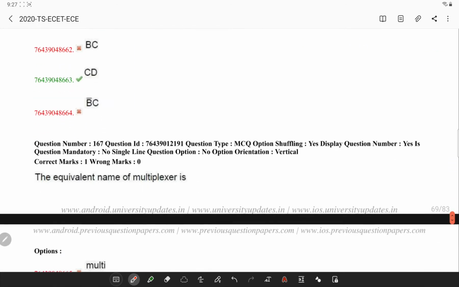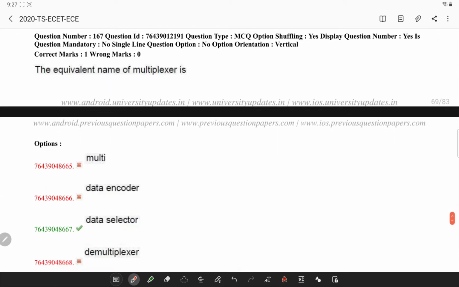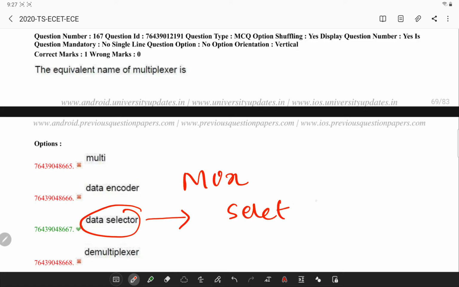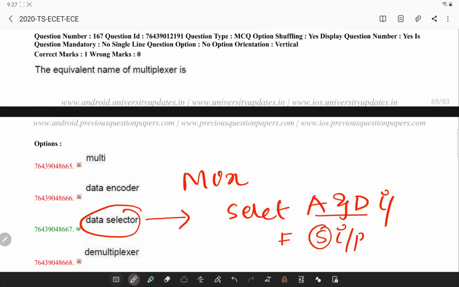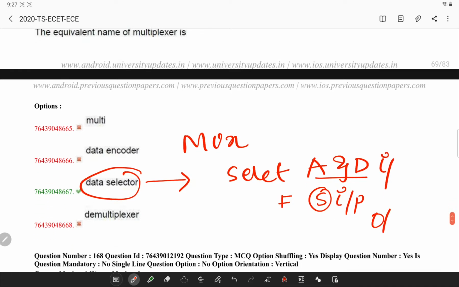Next, the equivalent name of a multiplexer. Basically, multiplexer is also known as data selector because it is a device that selects between analog and digital input signals and forwards a selected input to a single output line. So the selection is directed by a separate set of digital inputs known as selection lines.